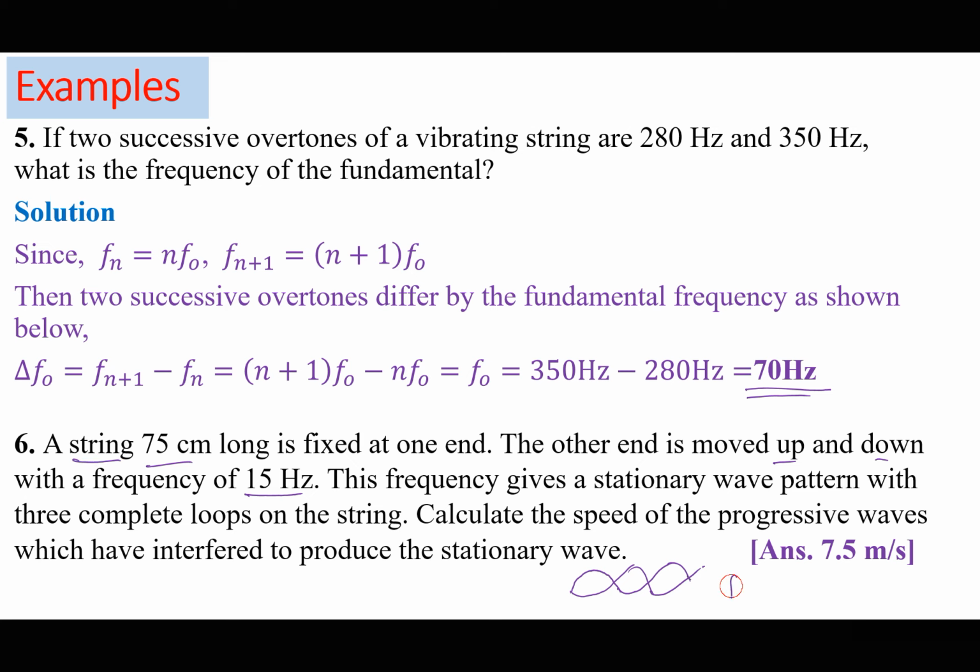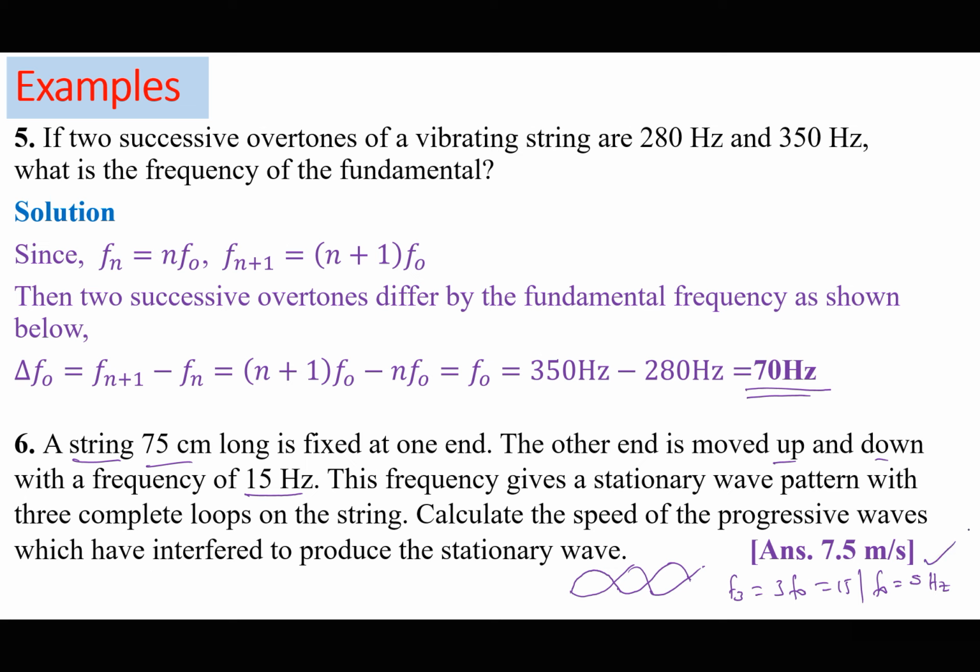So this is going to be F3 equals 3 times F naught. The frequency is 15. So it means we now know the fundamental. F naught is going to be 15 divided by 3, which is going to be 5 Hertz. The fundamental is 5 Hertz. The frequency gives a stationary wave pattern with 3 complete loops on the string. Calculate the speed of the progressive wave which have interfered to produce the stationary wave.